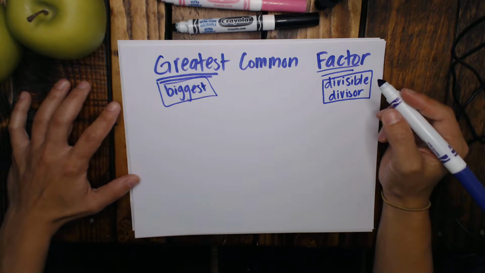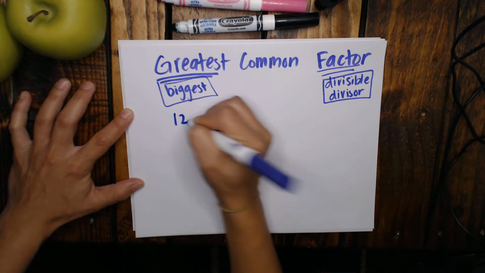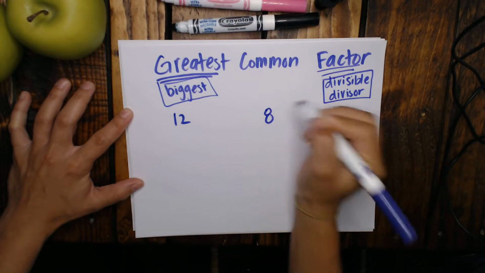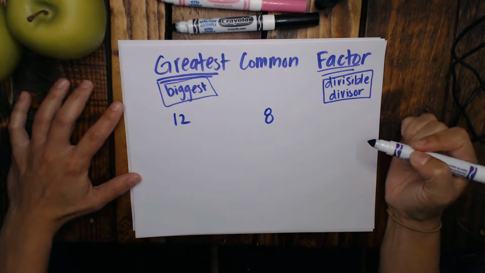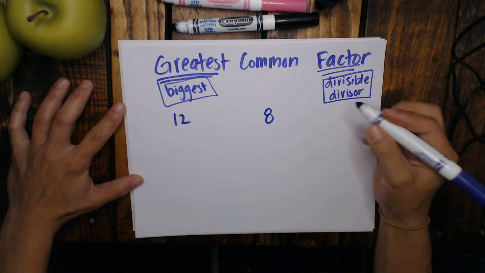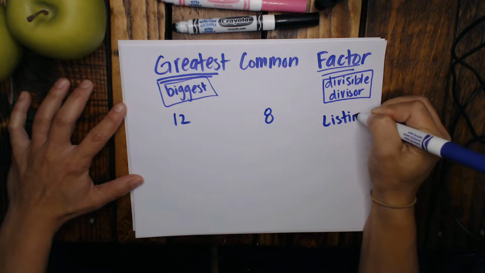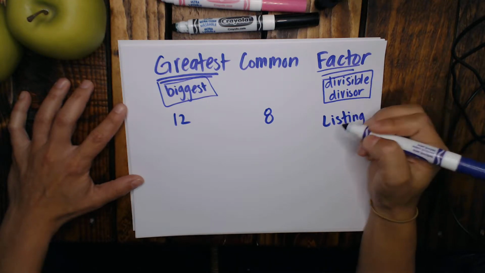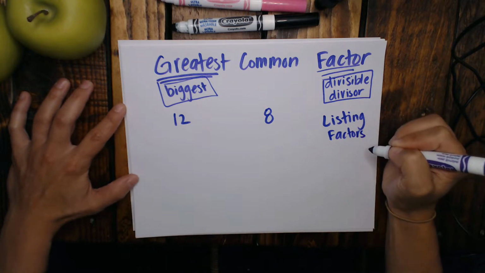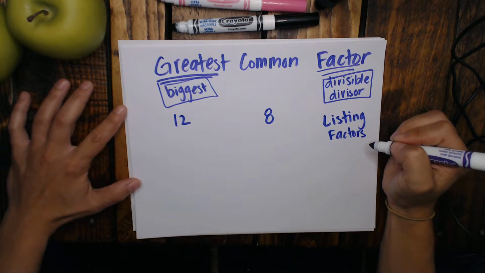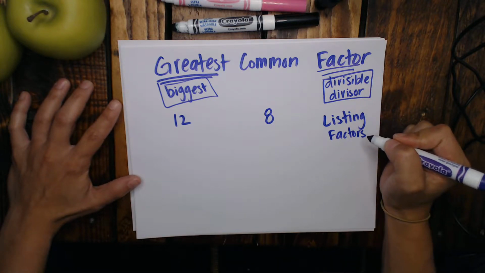So we're going to start off with an example. Let's say we have the numbers 12 and 8, and I want to know what is the GCF of 12 and 8. Well, I can use one strategy of listing. When I'm listing the factors, the key is factors, because in a minute we're going to be talking about the LCM, or least common multiple, and they use very similar strategies, but they're used in different ways.